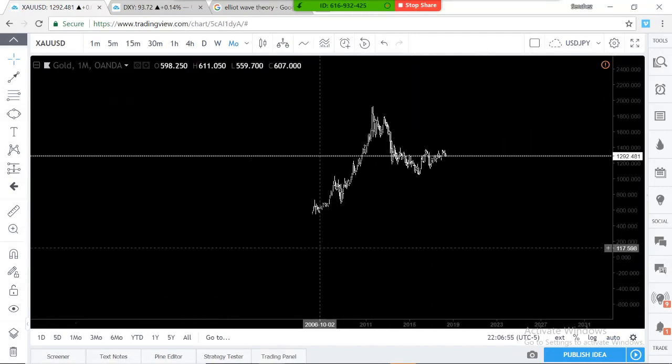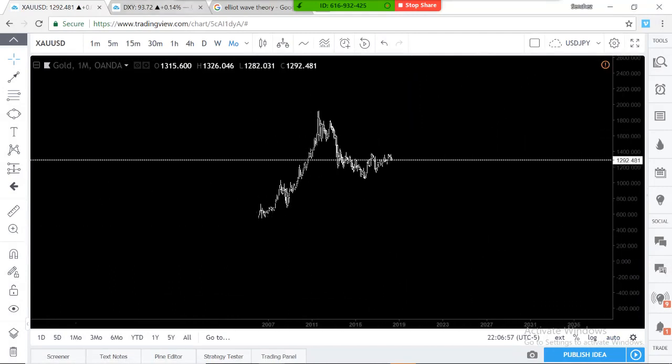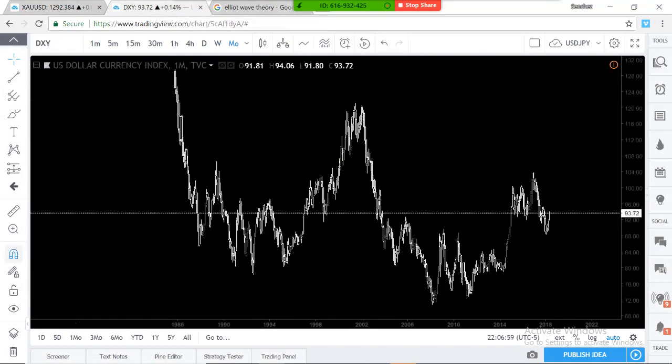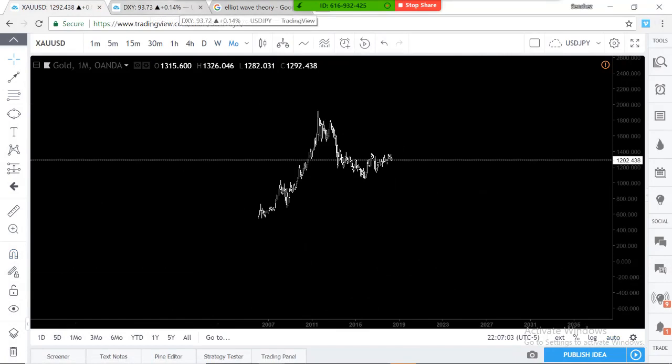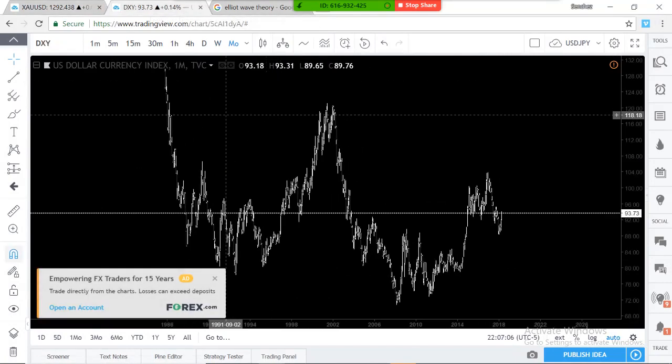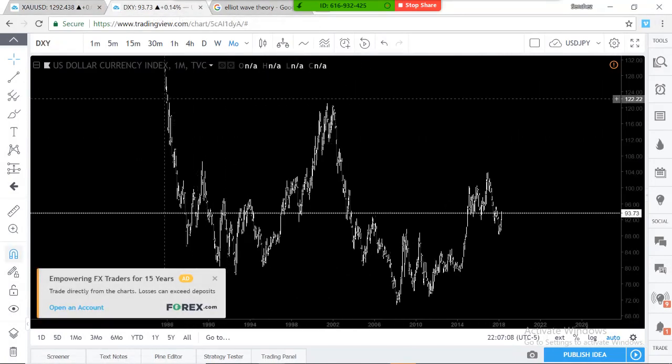Sorry, but anyways, monthly's uptrend on the gold. Let's go ahead and go to the value of dollar. Actually, that was gold versus dollar. I'm sorry. So now look, if we go to dollar, it's on a what? It's on a downtrend.